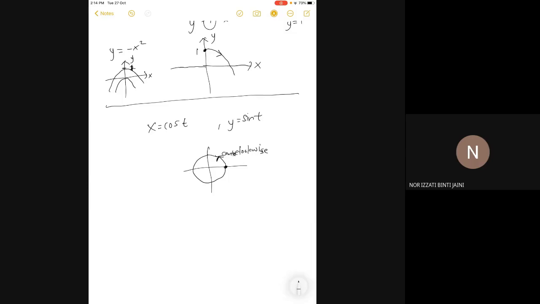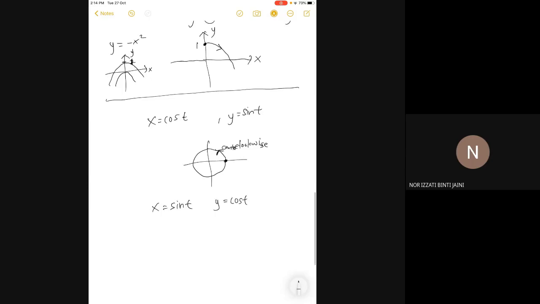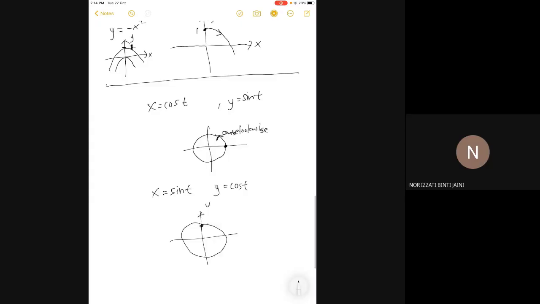And if your sine and cos vice versa, bertukar di antara x and y, your starting point will be here on the y, and then it will go downward here. So this will be clockwise. Okay.